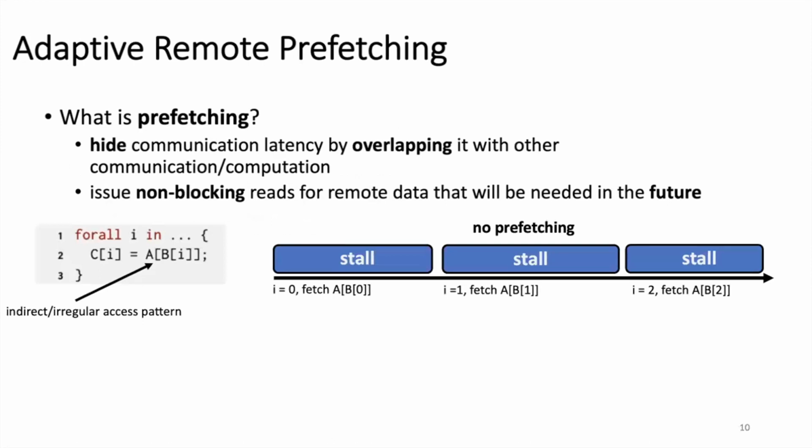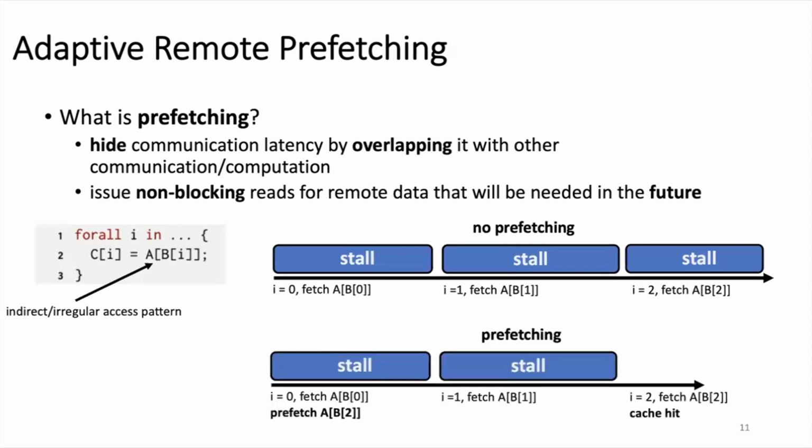So we can kind of see this in a simple example. Here is a forall loop with one of those irregular access patterns. This is an example of like an index gather type of operation. So if we didn't have prefetching enabled, we can imagine that each iteration of this loop is going to issue a fetch for A[B[i]], and it's going to have to stall and wait for that remote data to arrive over the network.